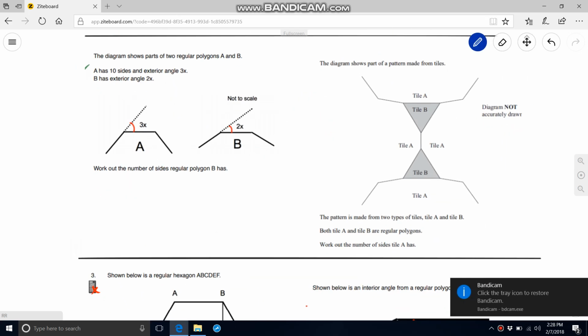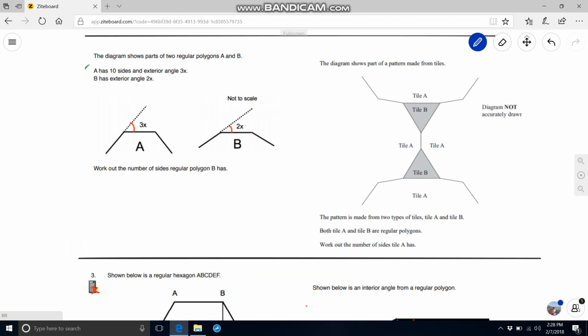Here the next question. The diagram shows part of two regular polygons A and B. A has 10 sides and exterior angle 3x, and B has exterior angle 2x, and we have to find out the number of sides polygon B has. Exterior angle is unknown because x is there, so we have to find the x value.